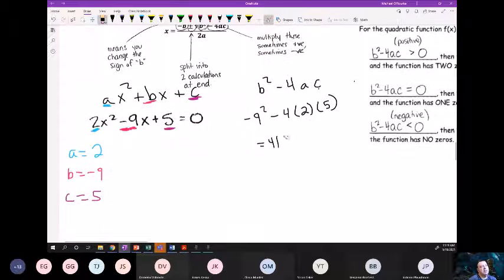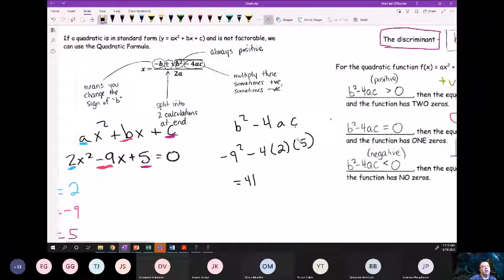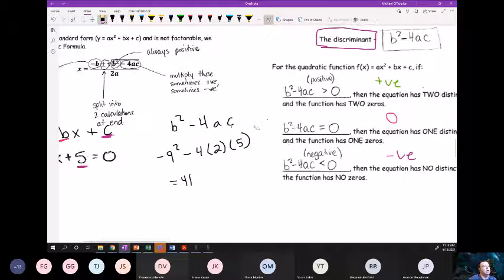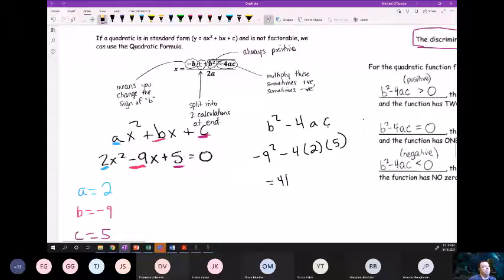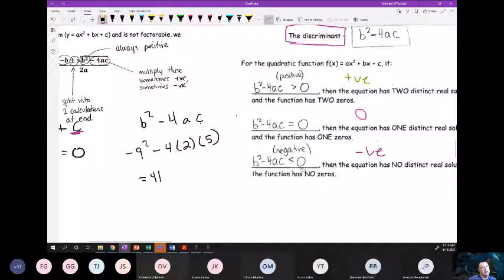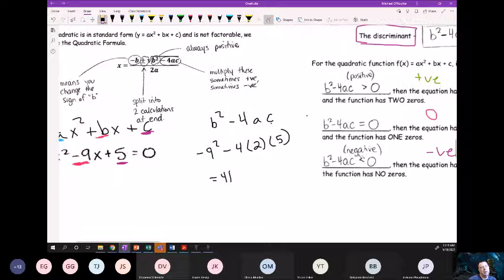Now, that's a positive number. So if we go over our chart here, a positive number has 2 solutions. So that means we can go ahead and do our quadratic formula. Okay? If it had no solutions, if it came out negative, we can't go any further.